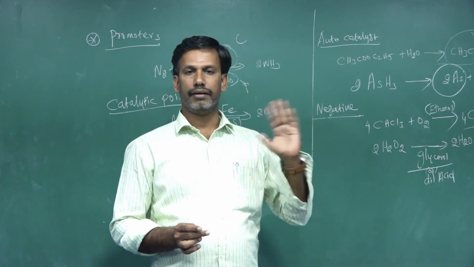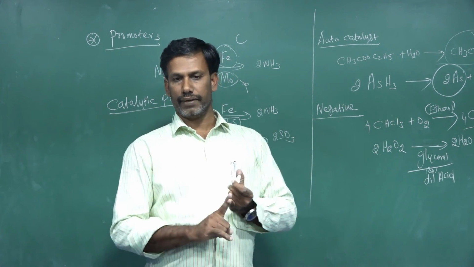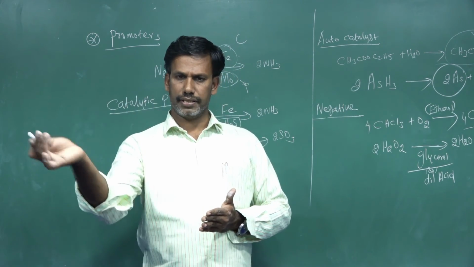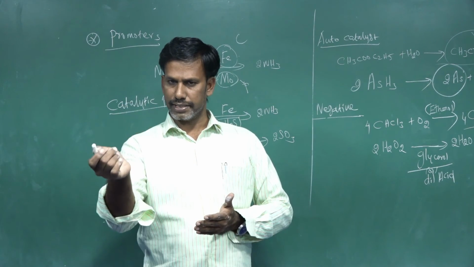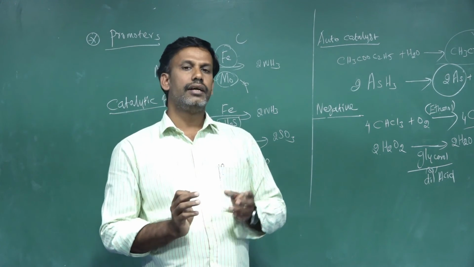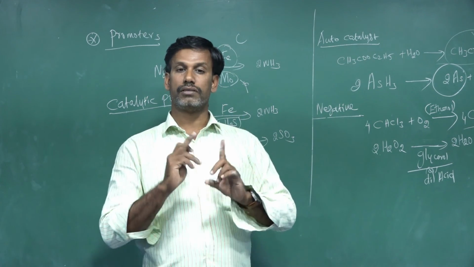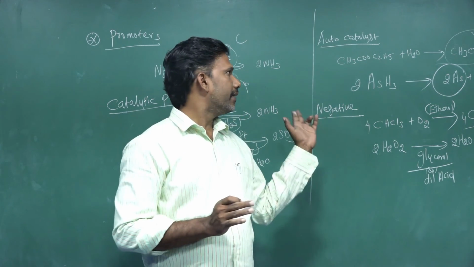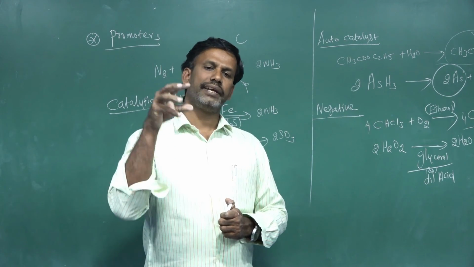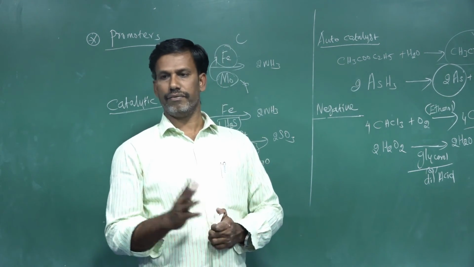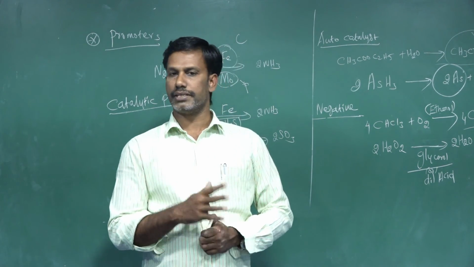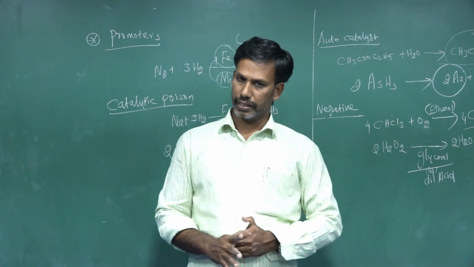Then, already we have seen negative catalyst. At last, if you add a substance and the rate is enhanced, that is called a positive catalyst. When you add some amount of substance that retards the rate of reaction, that is called a negative catalyst. And the substance is called a negative catalyst. The process is called negative catalysis. Likewise, you have autocatalyst. In a few reactions, one of the products formed acts as a catalyst. We need not add a separate catalyst to that. One of the products formed acts as a catalyst; that is called an autocatalyst.